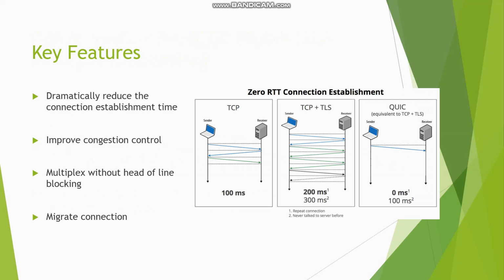There are a few key features of QUIC. As described on the Chromium website, QUIC can dramatically reduce the connection establishment time, improve congestion control, multiplex without head-of-line blocking, and migrate connections. As known, a TCP connection uses a three-way handshake. However, with TLS and HTTP, it can be much more complicated than that. Before actually receiving the data, it might take 2 or 3 round trips to communicate just to establish the connection. However, using QUIC, it can immediately talk to a server which it has connected to before.